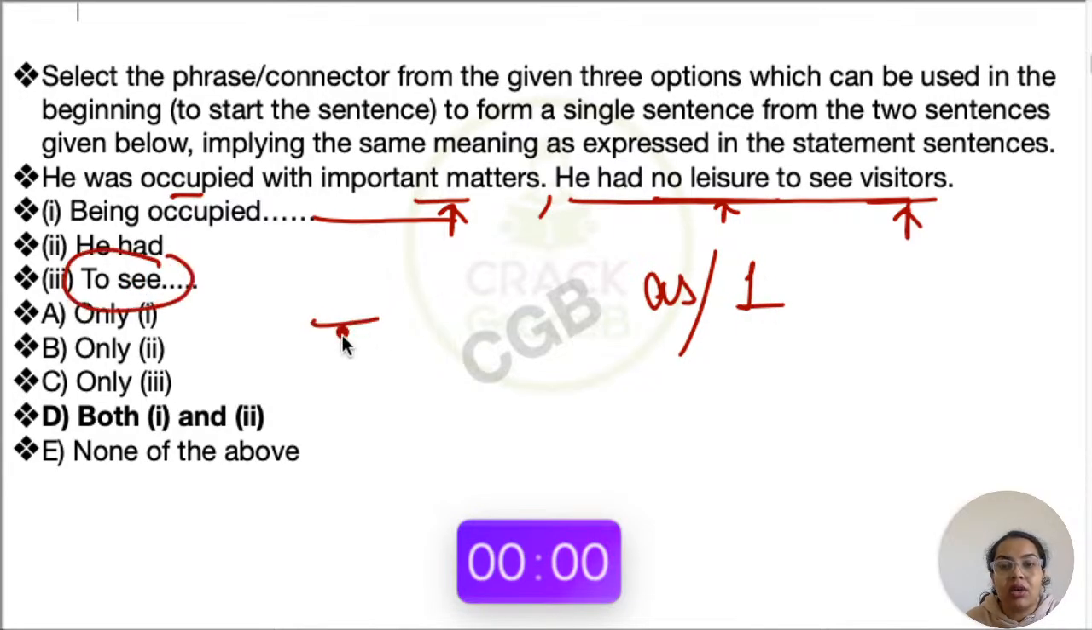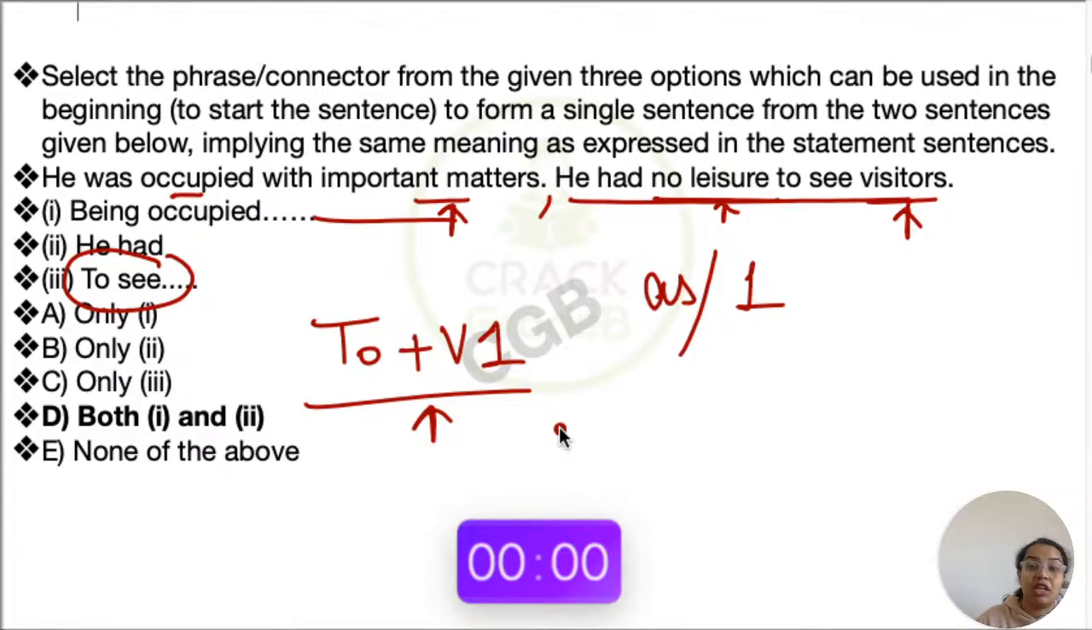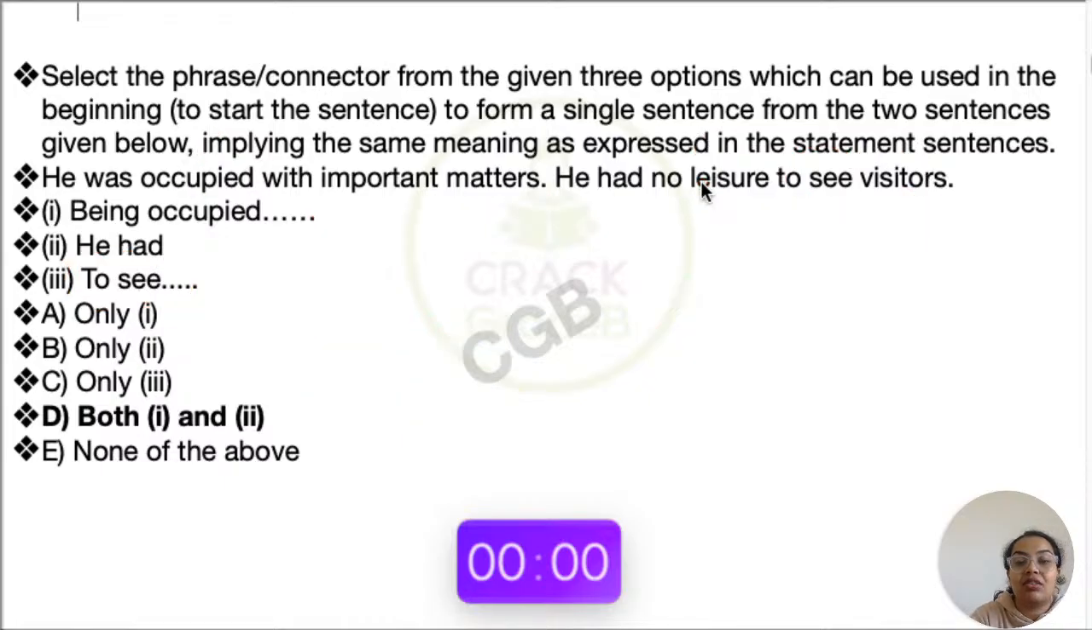To see. Now, to plus verb first form, that is infinitive, can help you start your sentence, but यहाँ पर वो कोई काम का नहीं है, because we are not focusing on seeing visitors. We are saying that occupy versus no time to do something else apart from work. That's why first and the second only.